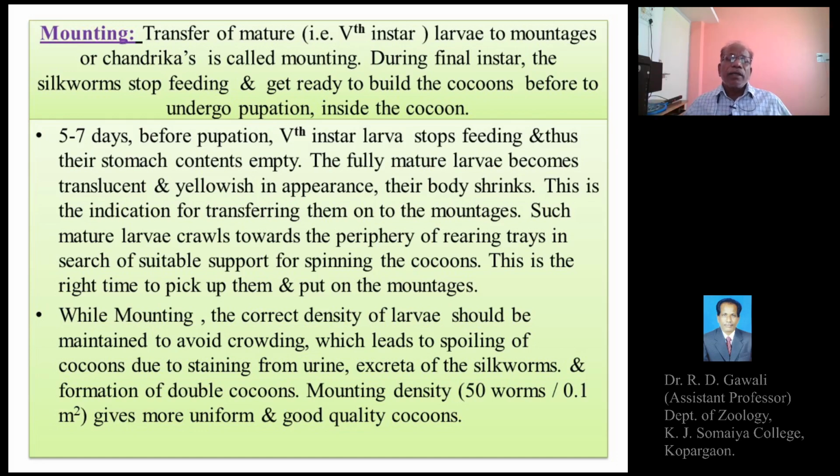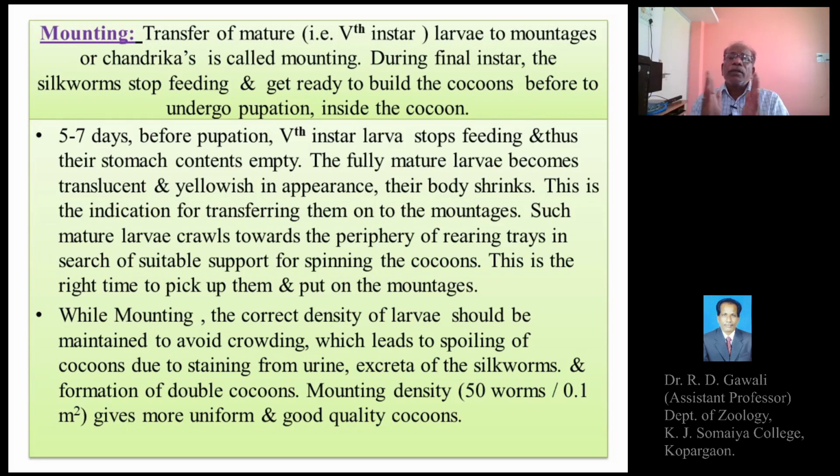And this is the right time to pick them up and put them onto the mountages so as to allow them to spin the cocoon around their body. While mounting, the correct density or number of larvae should be maintained in the mountages to avoid overcrowding, because crowding in the mountage will lead to spoiling of the cocoons due to staining of the cocoons by urine or excreta of the silkworms, and the formation of double cocoons.